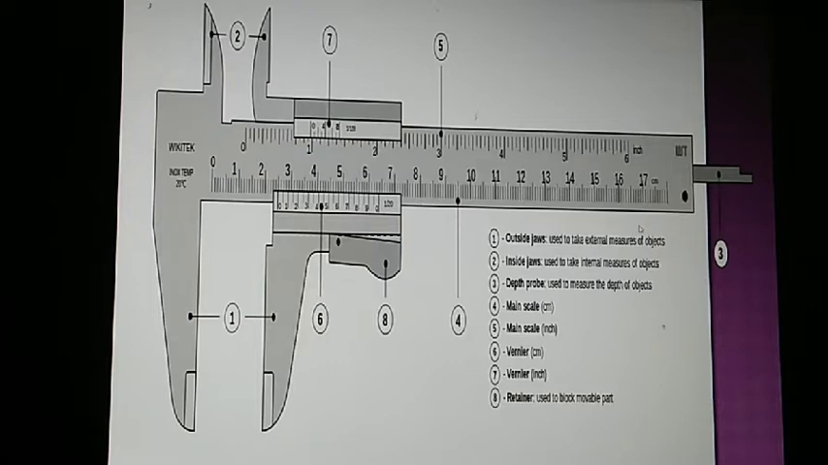So this is all about the vernier caliper, and you have all seen this instrument and used this instrument in the labs also. It is the easiest and a very accurate measuring instrument.